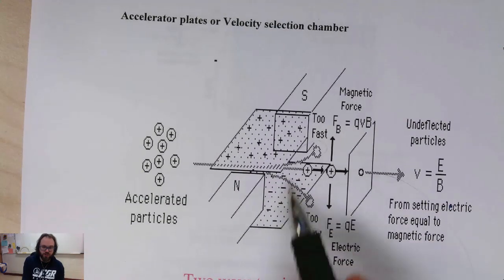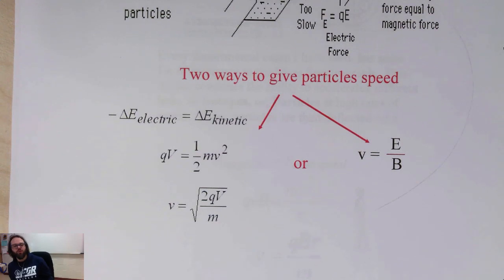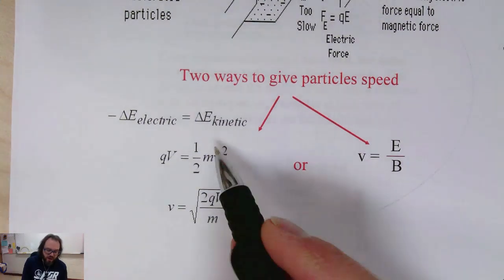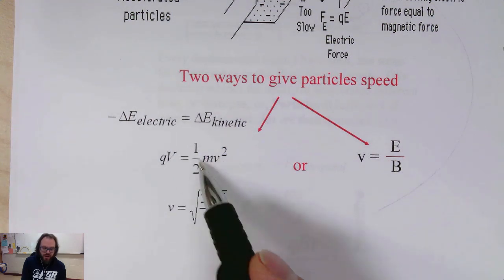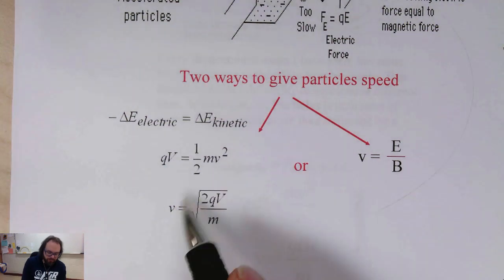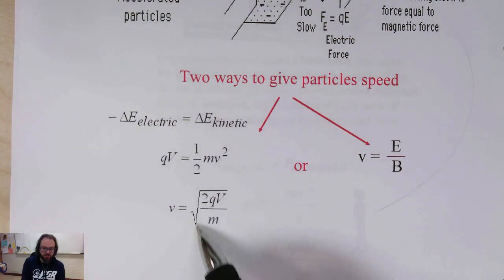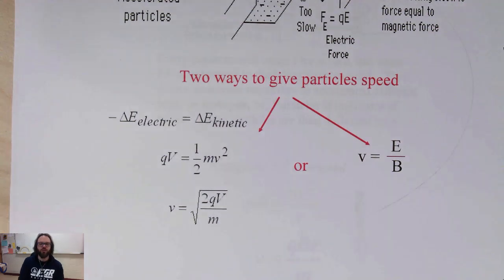So this is my acceleration chamber here. I know my electrical energy is equal to my kinetic energy. This is a way of finding my velocity. So in other words, we have my charge times my voltage is equal to 1/2 of my mass times my velocity squared. We simplify that, and I'm going to get my velocity is equal to the square root of 2 times my charge multiplied by my voltage divided by my mass.